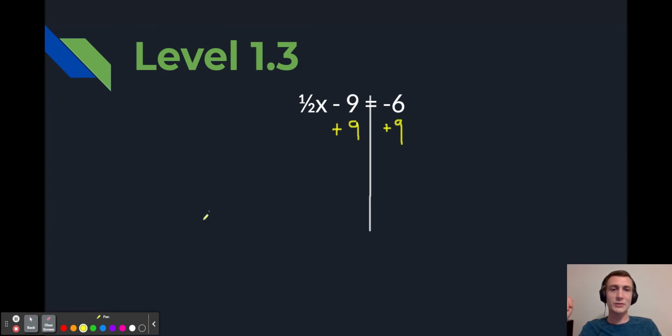One thing that I like to do sometimes is I like to remember that these are equal. If you want to put an equal sign here, you totally can. It helps you remember to do things that are the same on both sides always. I always maintain equality. Plus 9 on both sides, that's equal. So I'm still staying equal on both sides of the line. Now, when I do that, of course, the -9 and the +9 cancel out, and my 1/2 x goes here.